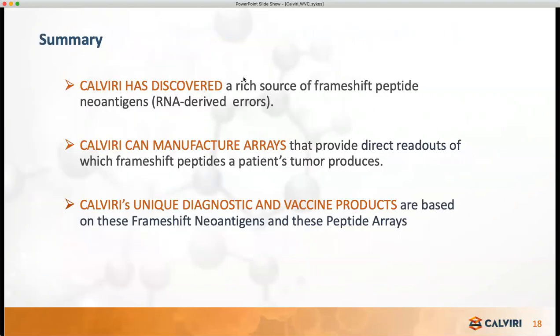So in summary, I hope to have conveyed to you that we've unleashed a rich source of frameshift peptide neoantigens, aka RNA-derived errors, that Calviri can manufacture these frameshift peptides in a manner that lets us screen patients for which ones they produce, either for a diagnostic or for a therapeutic or for a preventative vaccine. And these are our unique products that we hope we have convinced you will be useful in the future.